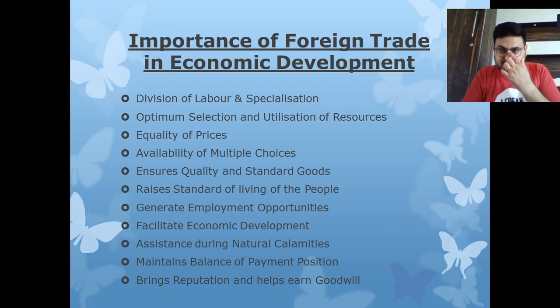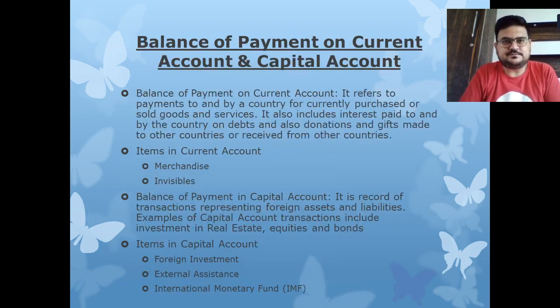Even during natural calamities, if we have good foreign tie-ups, we'll get support and assistance. Of course, the balance of payment position will be maintained if we have foreign trade. We get a reputation, we get goodwill. If you see companies like Infosys and TCS, they are doing business with a lot of foreign countries. So our reputation as a country is very high because of such a trading situation. So why is foreign trade important? Because of all these points, we can say that foreign trade is extremely important.